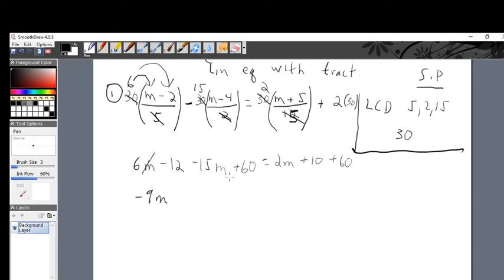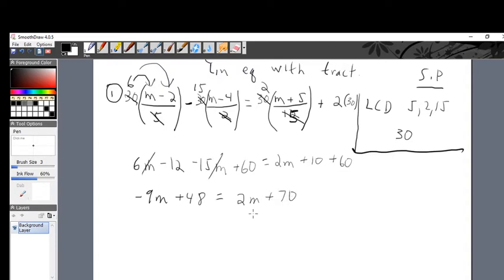That's gone, if we want to keep score here. Negative 12 and 60 is positive 48. 60 minus 12 is positive 48. 2m is alone. There's nothing to combine it with. And 10 and 60 is 70.